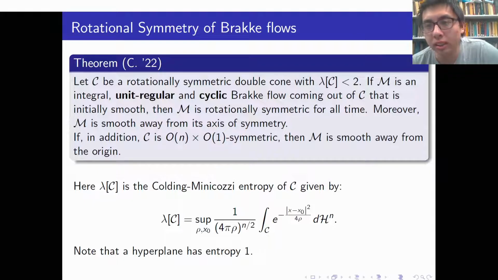Okay, and moreover, there's this regularity: M is smooth away from its axis of symmetry, and if in addition the cone is not just rotationally symmetric, but rotationally symmetric and reflection symmetric across some hyperplane that's perpendicular to the axis of rotation, then M is actually smooth away from the origin. These are additional results that come from the proof, basically the Hopf lemma, that tells you not just the symmetry, but also the regularity.